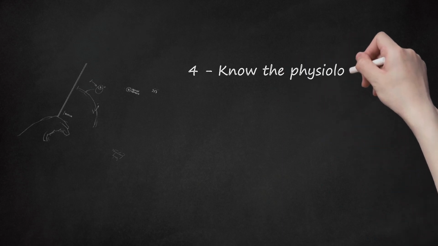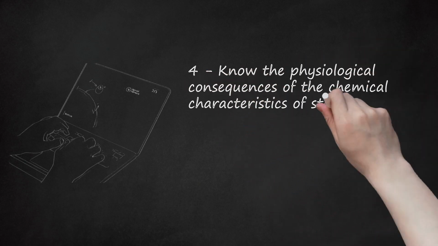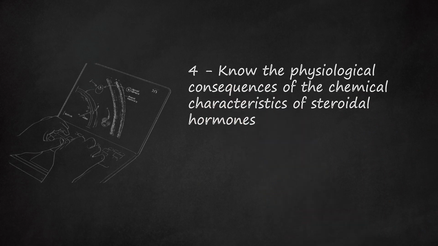4. Know the physiological consequences of the chemical characteristics of steroidal hormones. Steroidal hormones have a hydrophobic chemical structure that allows them to easily penetrate the phospholipid bilayer of the targeted cells. This is not observed with protein hormones that possess a hydrophilic chemical structure. This hydrophilic chemical structure forms a barrier against free penetration of protein hormones into the targeted cells.